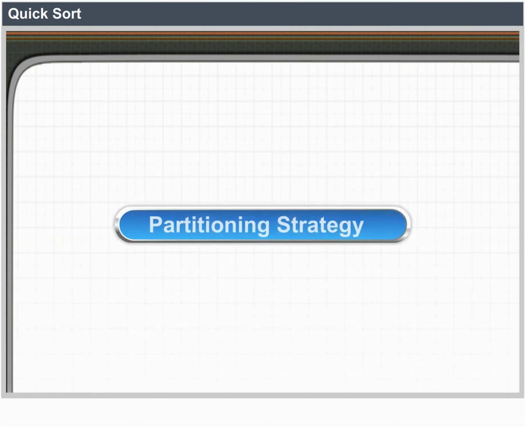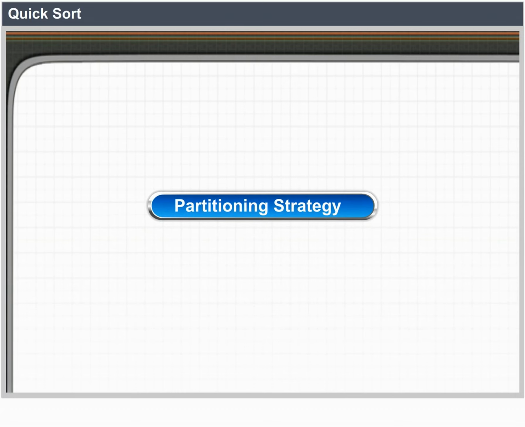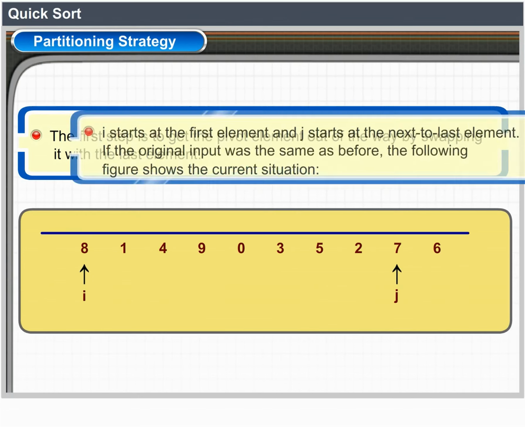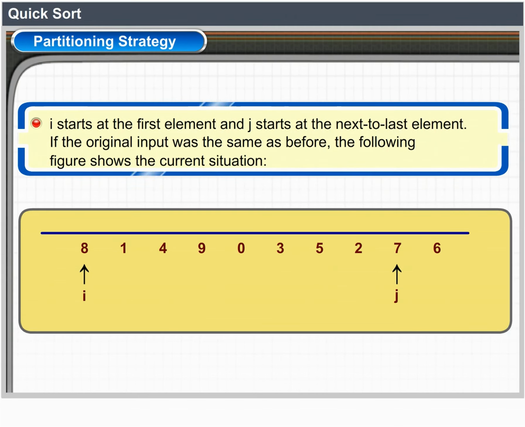Partitioning strategy. The first step is to get the pivot element out of the way by swapping it with the last element. I starts at the first element and J starts at the next to last element. If the original input was the same as before, the following figure shows the current situation.